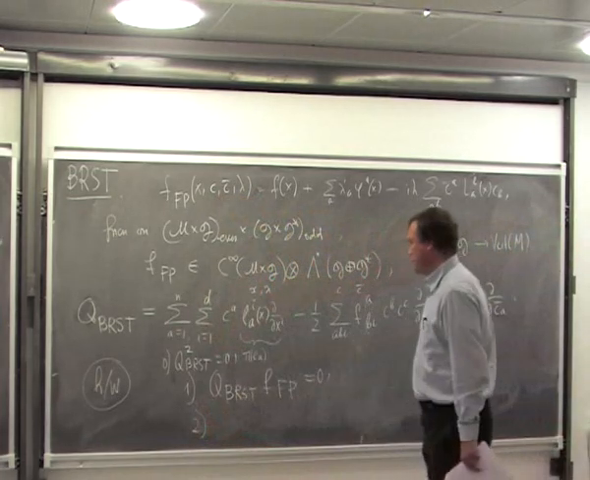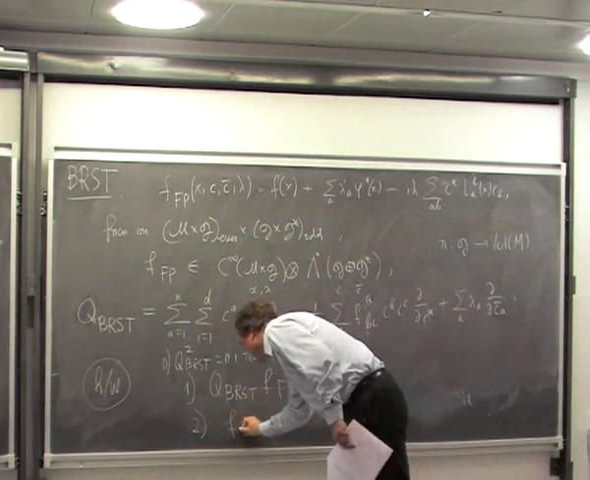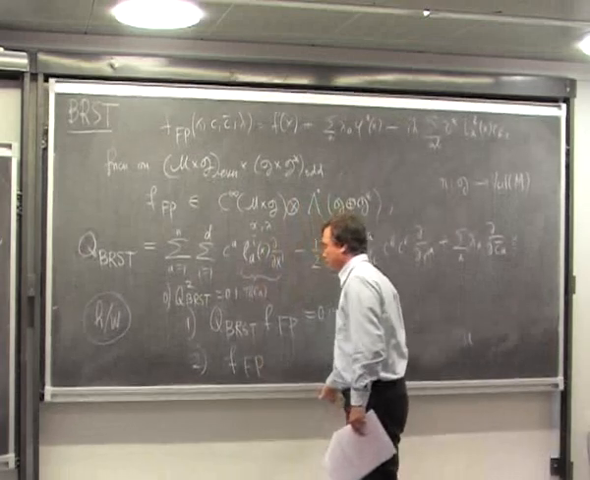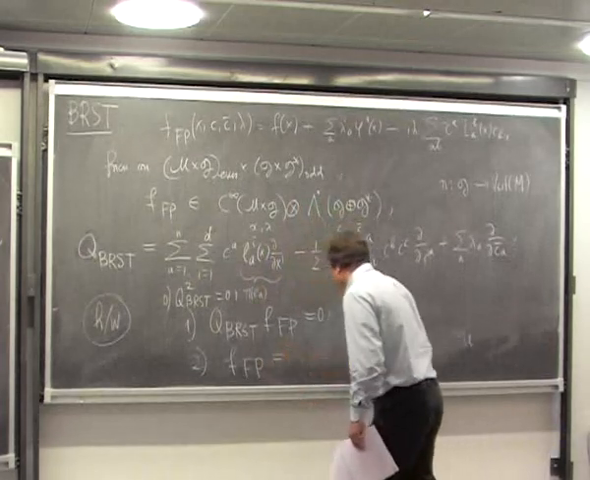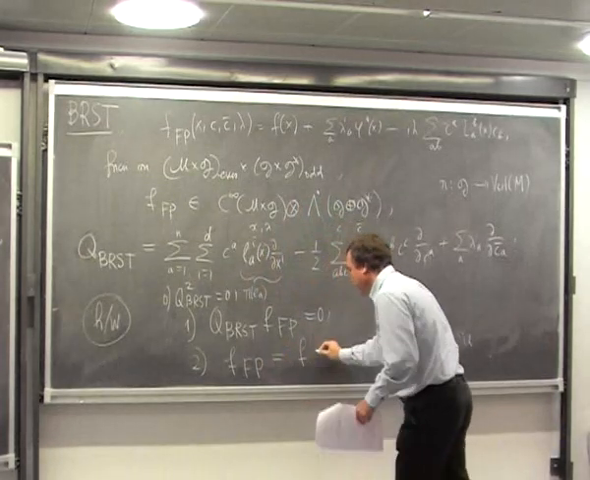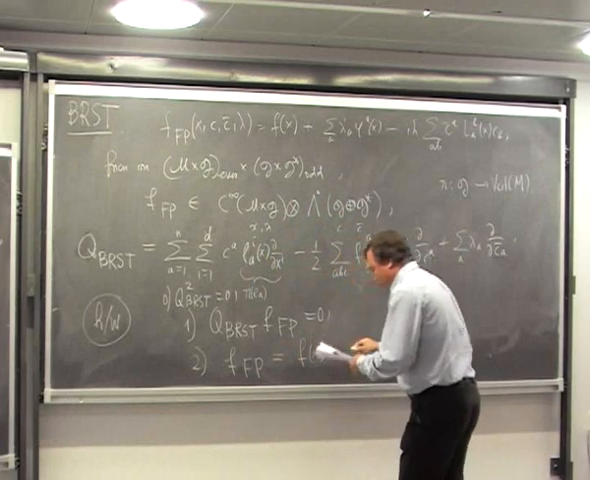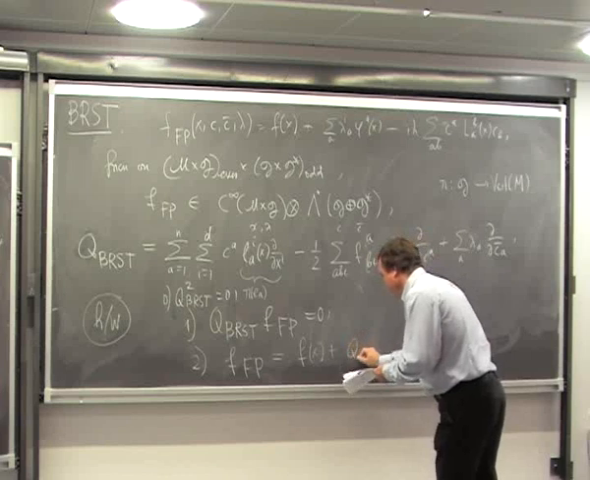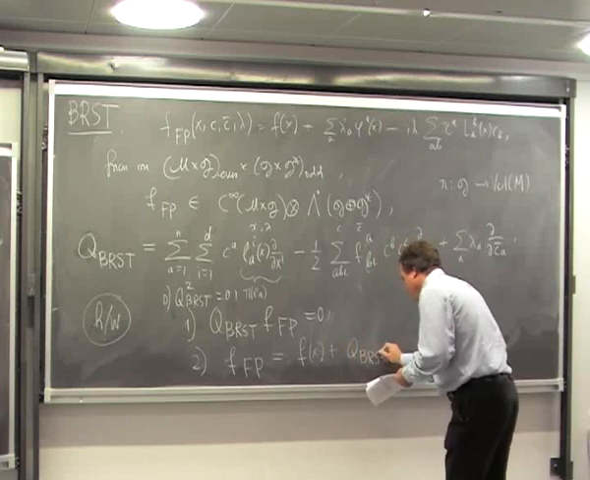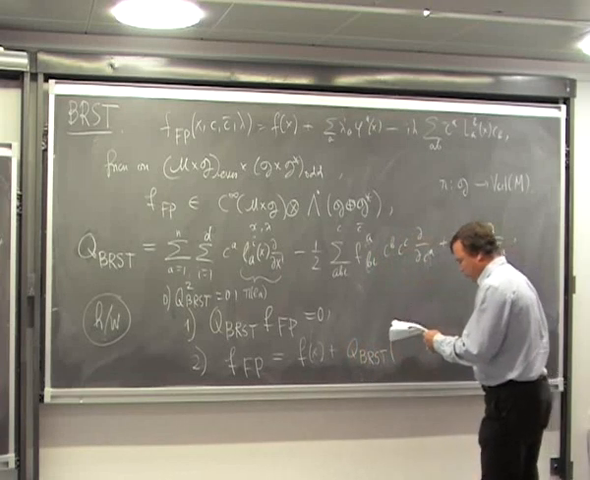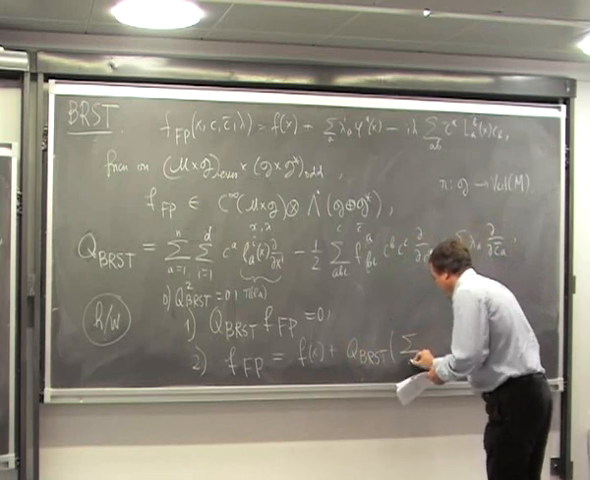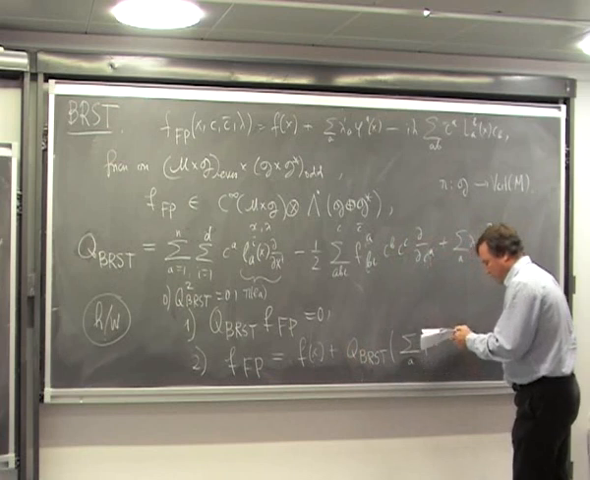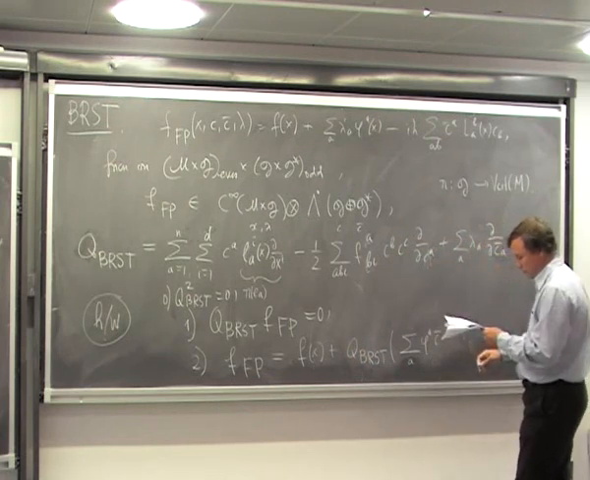And the second remarkable property is that the Faddeev-Popov function is conditioned as follows: as f of x plus Q_BRST of something that you may also find in the literature by the name gauge Fermi.